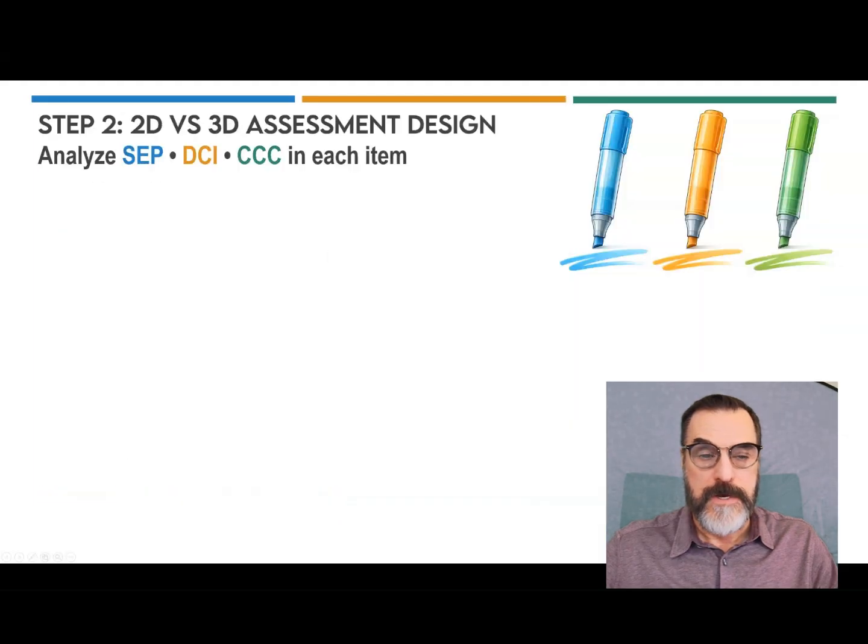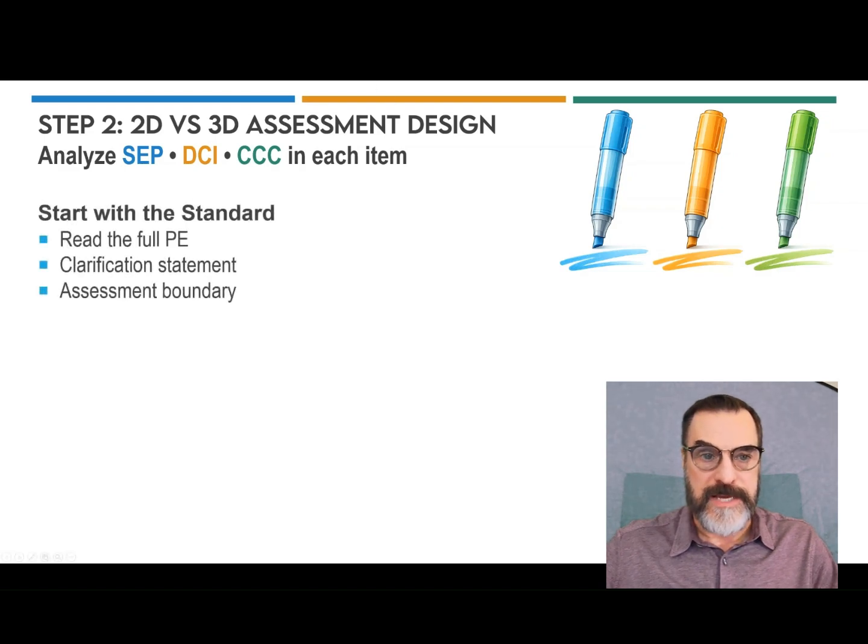So step 2 focuses on two-dimensional and three-dimensional assessment design. How have the item writers used the SEPs, the DCIs, and the CCCs? Start by pulling out the standards and your three highlighters. Read the full performance expectation in the standard that aligns to the test map carefully.